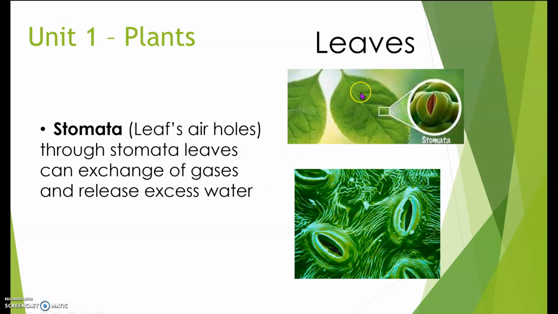Very good. So this is the leaf. We cannot see it through our naked eye, but if we look closely or with the use of a microscope, we can see that the leaf has an air hole. It's called stomata. So it can exchange gases and it can release excess water. The stomata is the air holes or pores from the leaves.